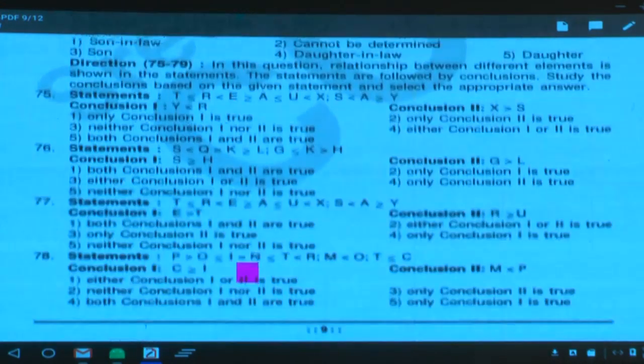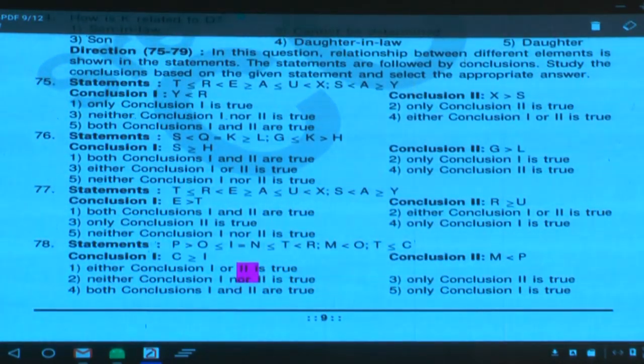Now question number 75 to 79, these 5 questions are based on coded inequalities. Then question number 75, the relation between Y and R. Y and R, tell me what is the letter which is common between these two? A is common. That means we need to move from R to A and A to Y. But if you observe here between R and A, there are two opposite symbols and so no relation can be drawn.